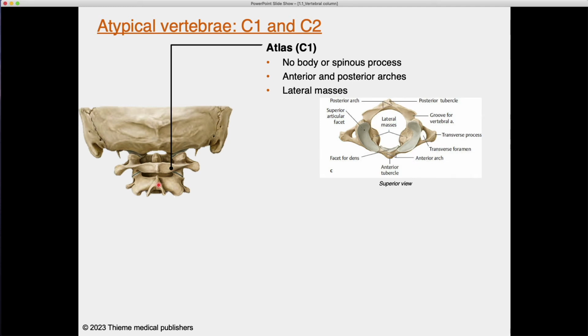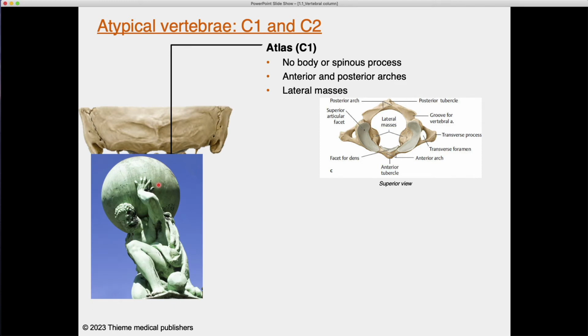C1 is known as the Atlas. Any guesses as to why this might be? So C1 was named after this Greek god, Atlas, who was holding the weight of the globe on his shoulders. So it's kind of like an analogy in which our cervical vertebrae number 1 is Atlas holding the globe, in this case, our skull.